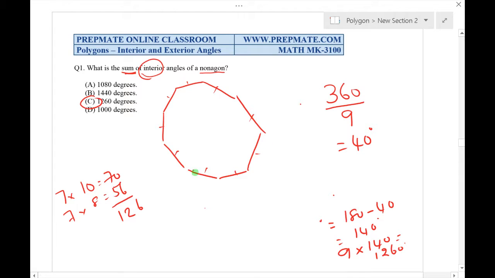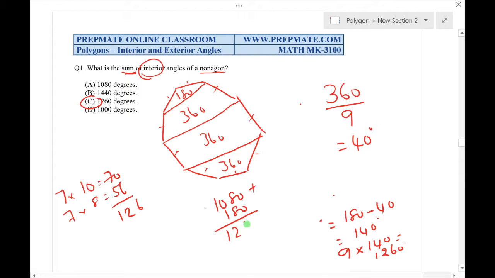Then you just split it into quadrilaterals in this case, and then you also create one triangle. So therefore, this is 360, this is 360, this is 360, this is 180. So 3 360s are 1080 plus another 180. So that's going to be 1260. Did you get it? Very cool.